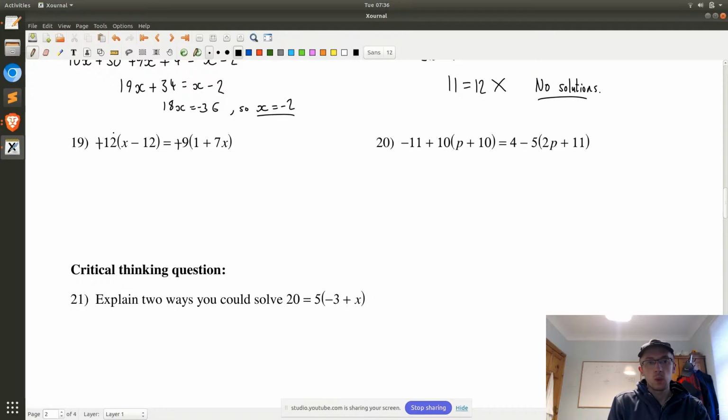So we expand on the left, we get 12x take away 144, and expand on the right, we get 9 add 63x. Take 12x from both sides. So -144 equals 9 add 51x. Then take 9 from both sides. So -153 equals 51x. Then divide both sides by 51. So x is equal to -3.